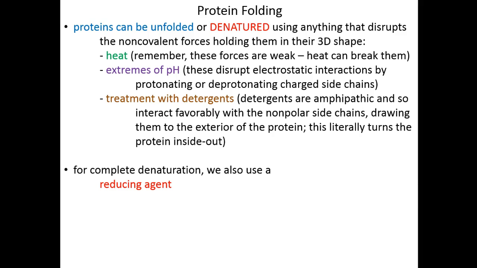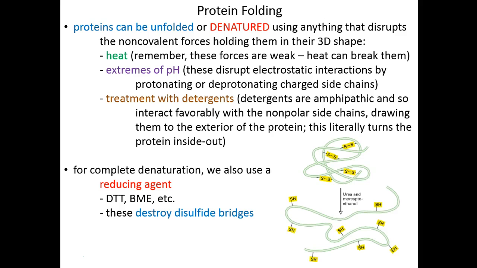And while heat, extremes of pH, and detergents will all disrupt non-covalent forces, of course, disulfide bridges are always there in our way. Those are covalent bonds. They're very, very strong. And to break those, we need a reducing agent, something like dithiothreitol or beta-mercaptoethanol. Again, compounds you may have encountered in labs you've taken here at Baypath or in other institutions. These reducing agents destroy disulfide bridges by protonating those thiol groups. And so the disruption of the covalent bond here is due to the absorption of protons by those thiol groups.